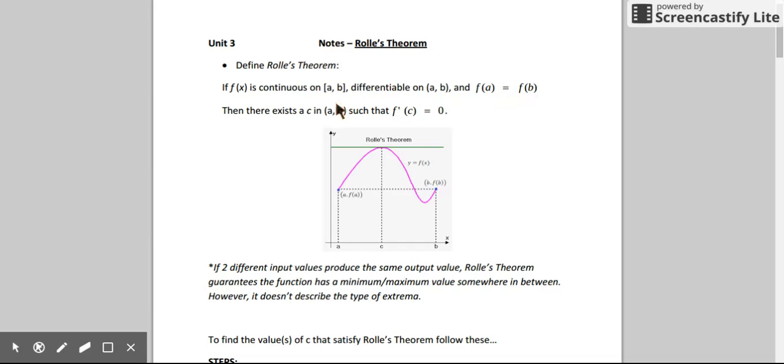If that is all true, then there must exist an input in between a and b on the open interval between them, so not including the endpoints, such that we get a horizontal tangent line or we reach some sort of extrema, whether it's a maximum or a minimum. So we can set the derivative equal to 0. That would be that horizontal tangent line.